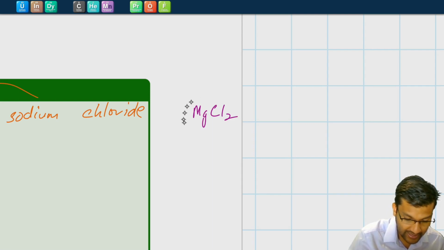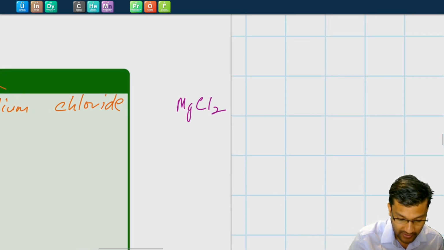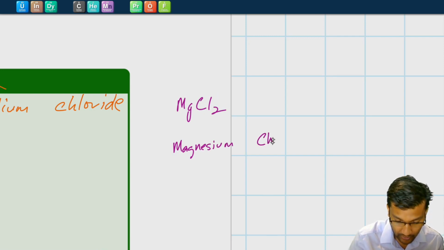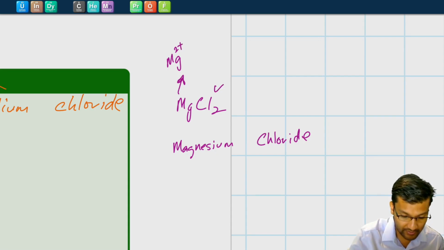Another example would be MgCl2. The cation only has one element, Mg. The anion only has one element, chlorine. So Mg is magnesium. The anion, again, the base name, chloride. Mg has a charge of +2 because it's in the second group in the periodic table, and chlorine has a charge of -1, but there are two of them, so the total charges balance out.